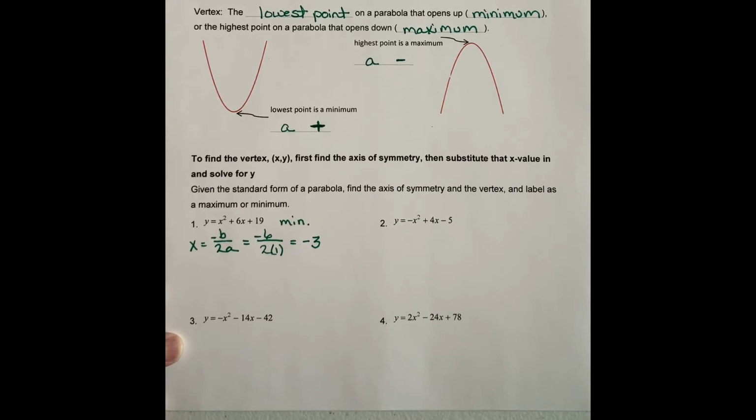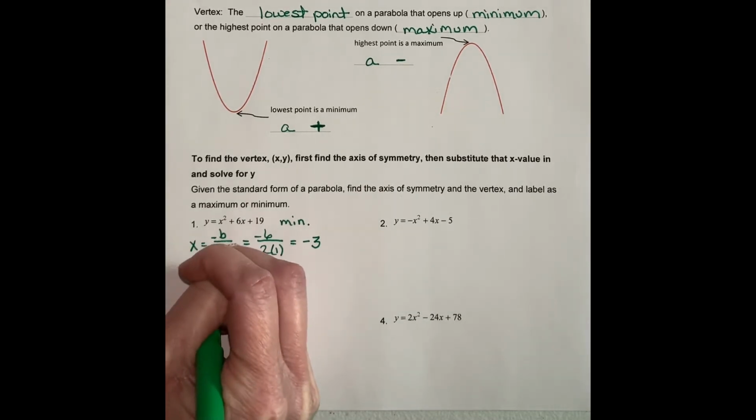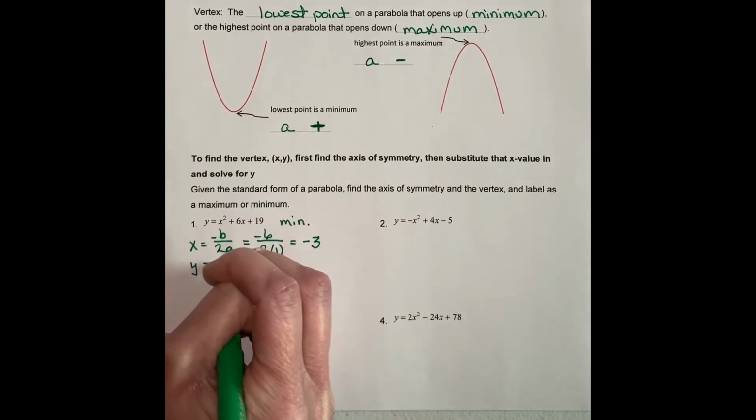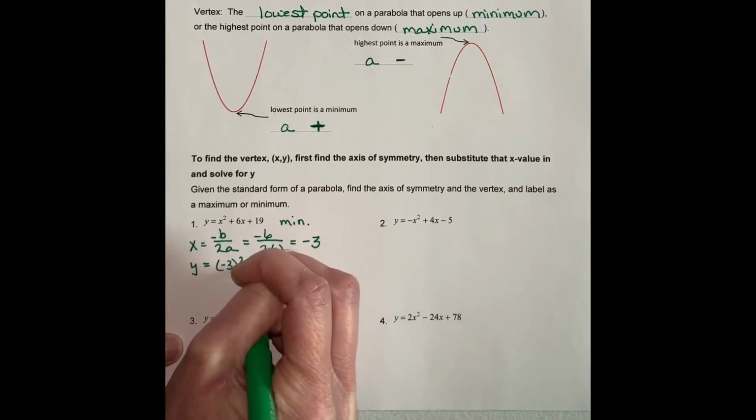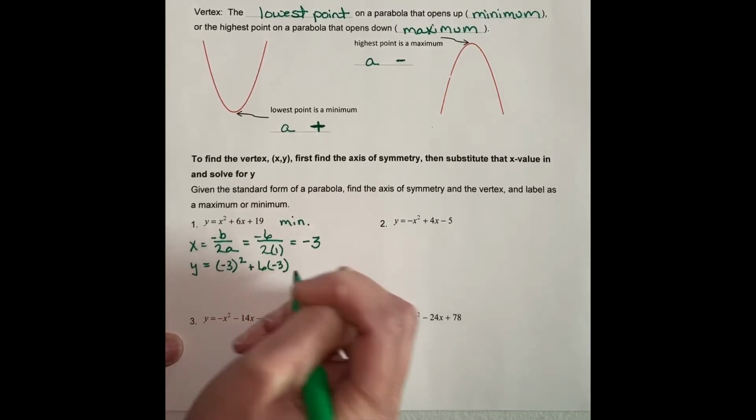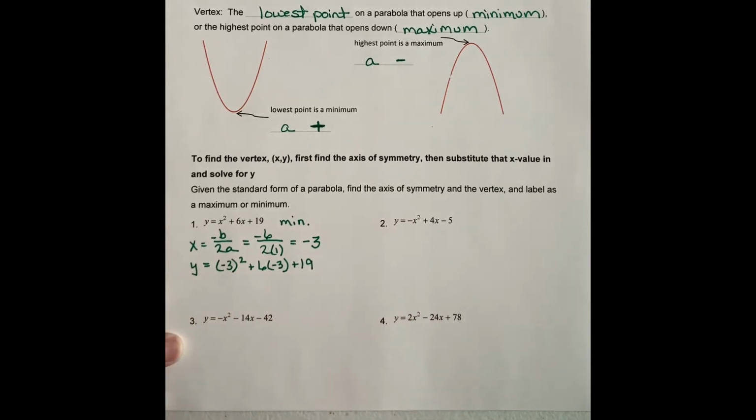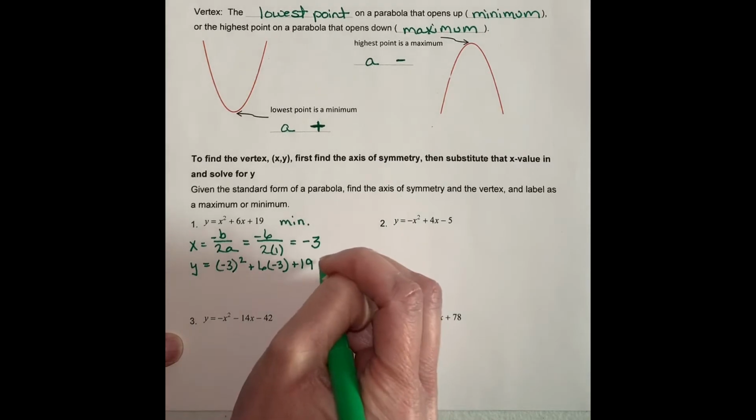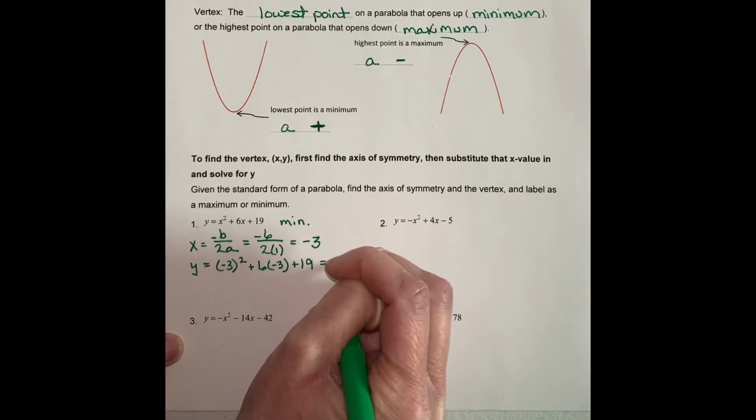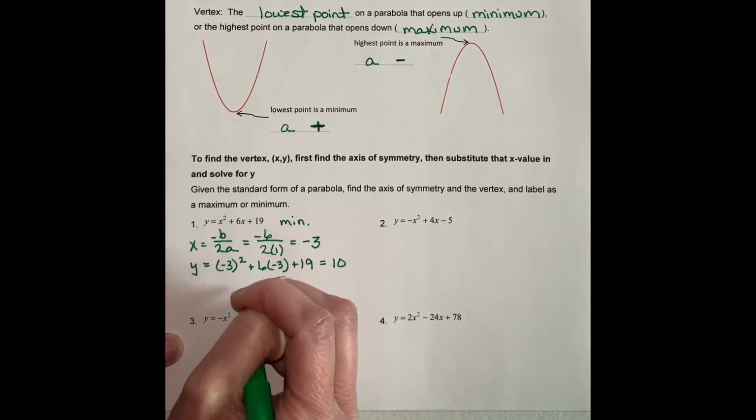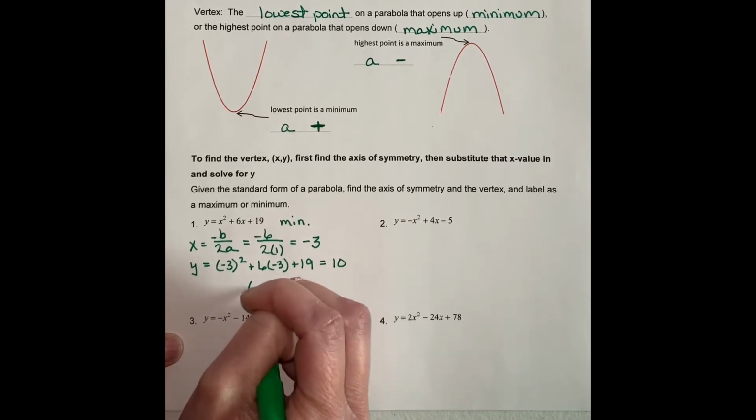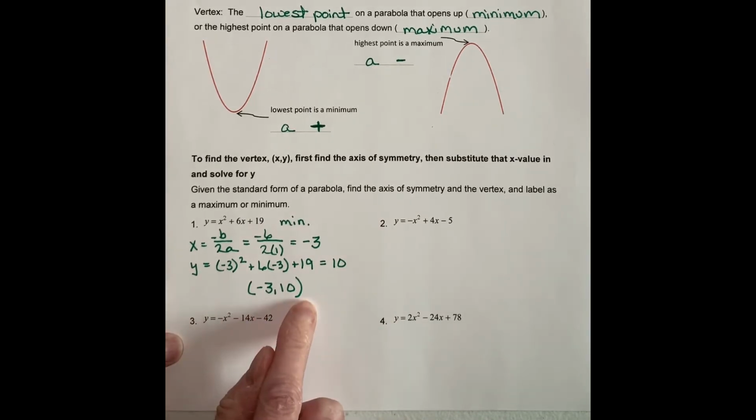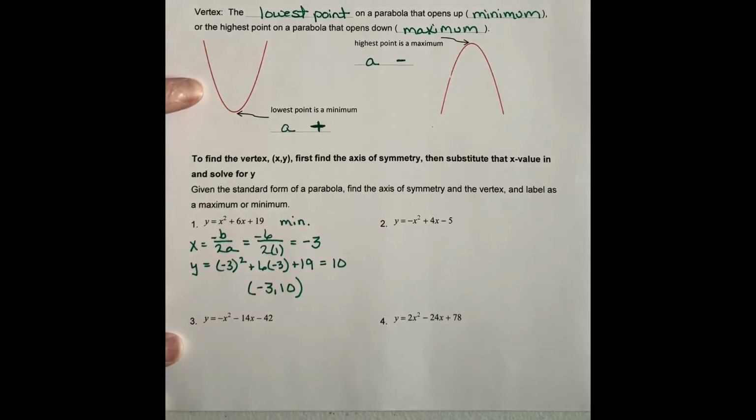Now I will plug that back in to find my y. Y is equal to, for every x, I'm going to plug in negative 3. Negative 3 squared plus 6 times negative 3 plus 19. If you're going to use a calculator and you have a negative, make sure that you use parentheses. Y is equal to 10. So my ordered pair is negative 3, 10. And that is my vertex. It's at negative 3, 10. It's a minimum. It opens up like this one.